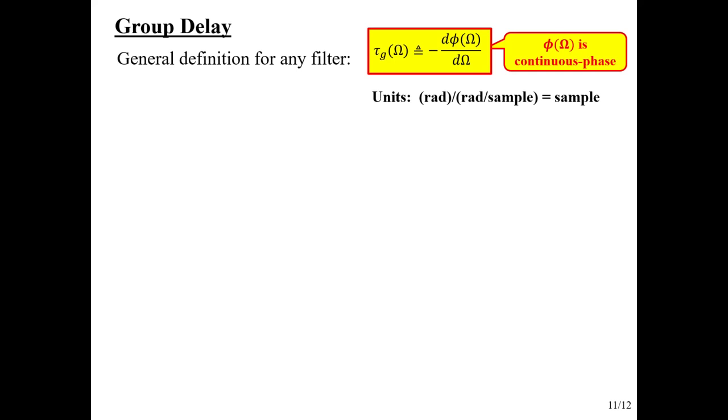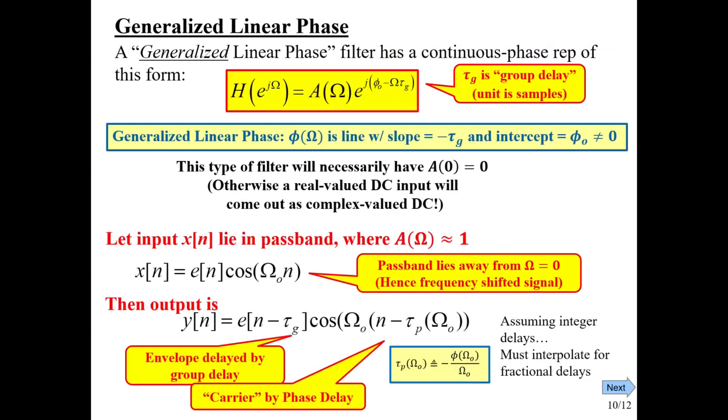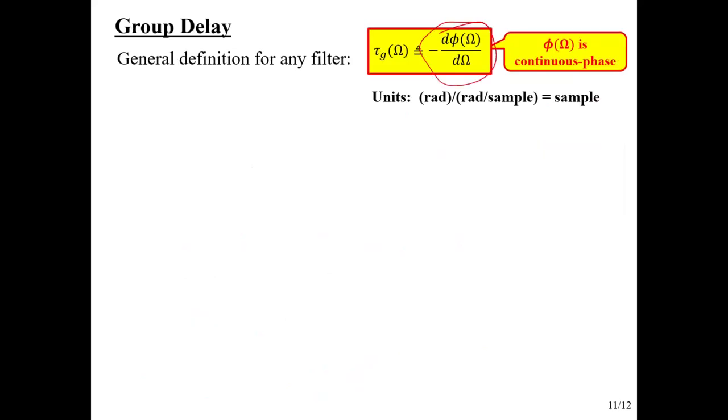So here's our definition of group delay. Where does that come from? Well, if we go back and look at this function here, which is a line with a non-zero intercept and a slope of minus tau sub g, if we were to take the derivative of that, the intercept has no impact on the derivative, and we get the slope, and then we put a negative out in front to get tau sub g. So there is our definition of the group delay for any filter, not just a generalized linear phase filter.